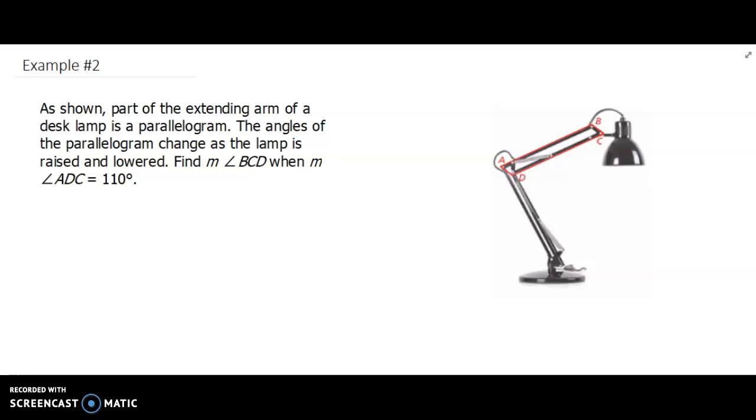All right, let's look at example 2 together. So it says, as shown, part of an extending arm of a desk lamp is a parallelogram. Now this is kind of small, especially on your sheet. So I'm just going to draw it without all the added stuff, and I'm going to draw it a little bigger. Okay, so here's my A, here's my D, here's my B, here's my C. Okay, all I did is I took this here and I pulled it out bigger and without all the added unnecessary stuff. All right, it says the angles of the parallelogram change as the lamp is raised and lowered.